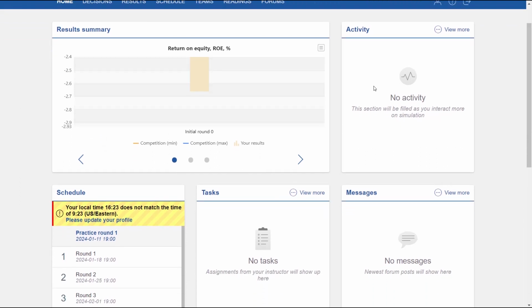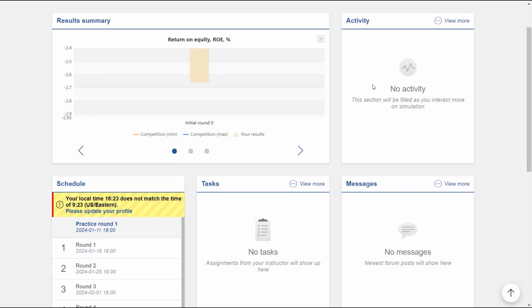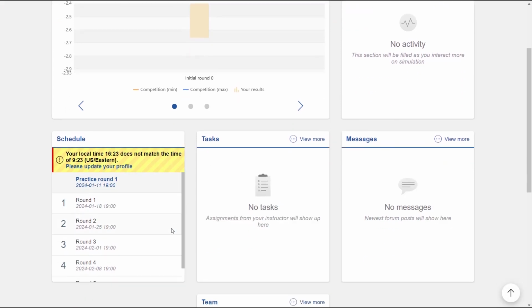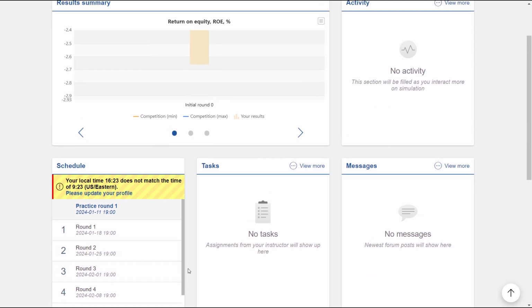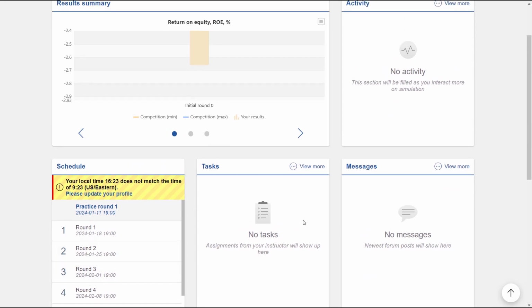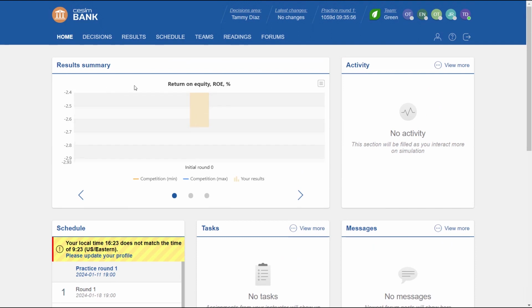In the activity box, we can see who has been saving decisions and when. Then here you can see the schedule that has been decided by your instructor, and then other potential tasks and messages are appearing here. Decisions and results are the area where most of the time is going to be spent, and we will come back to those shortly.